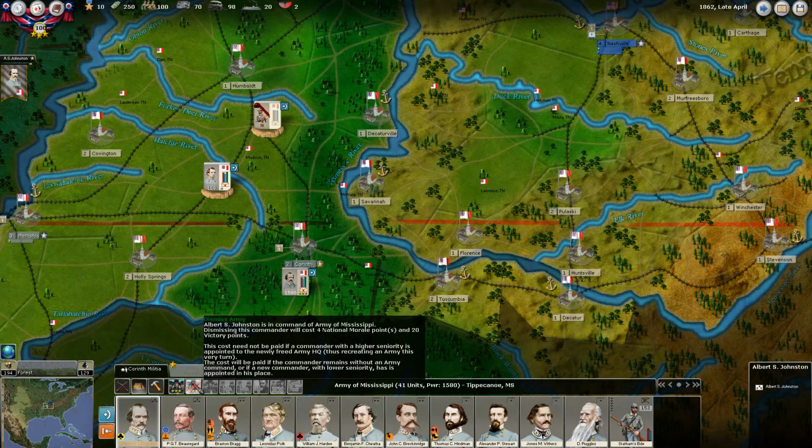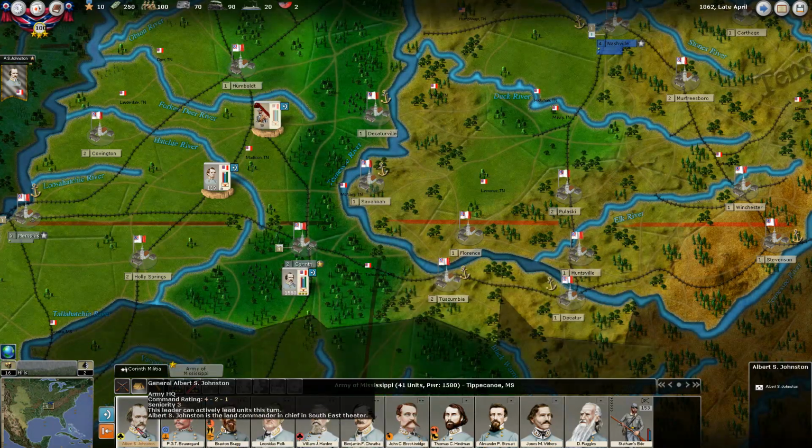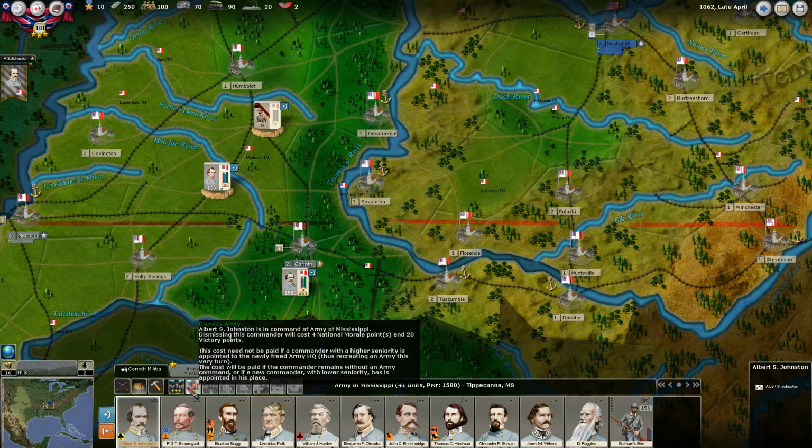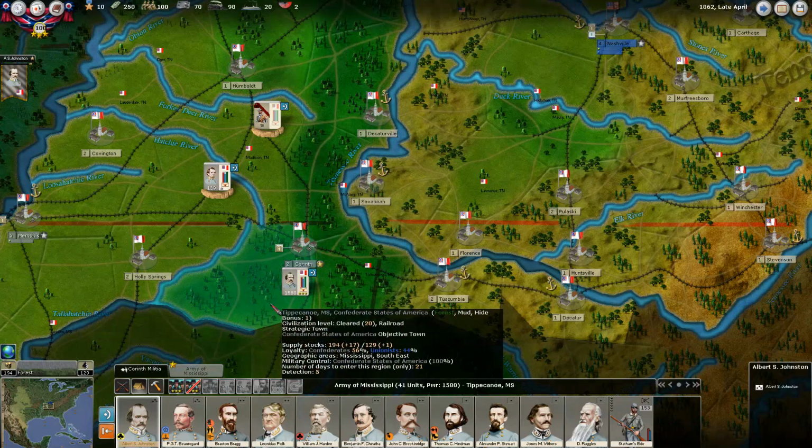This cost need not be paid if a commander with a higher seniority is appointed to the newly freed Army HQ. So if we were to fire him and put Beauregard in command, that clearly is not going to be the case. And so we're going to suffer the 4 national morale and 20 victory points. However, if there was another 3-star in the area that was senior to Johnston, say with a seniority of 2 or 1, then you're not going to suffer that hit. And as long as you do it all in the same turn, you're good.